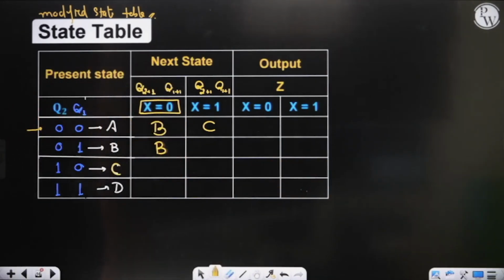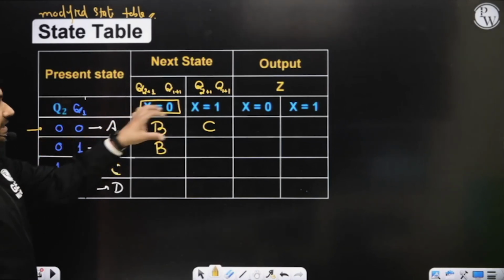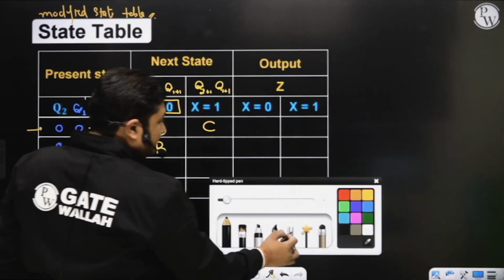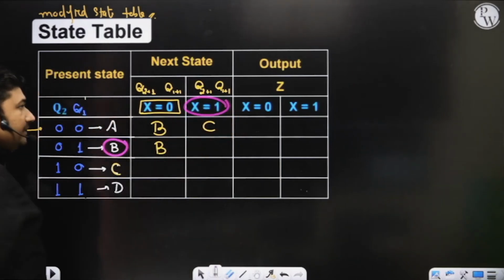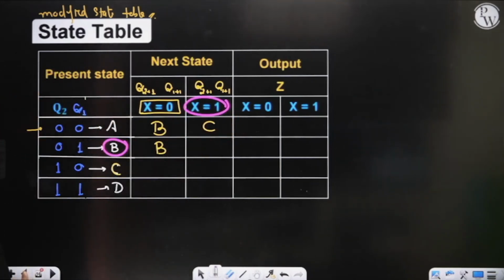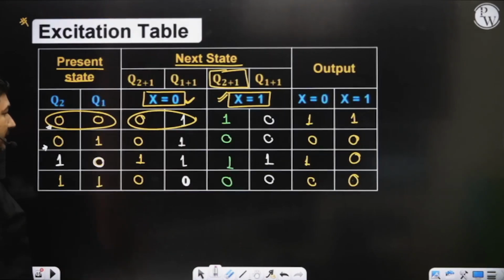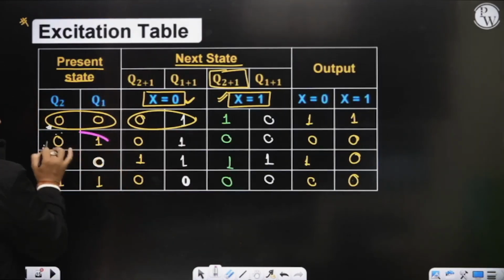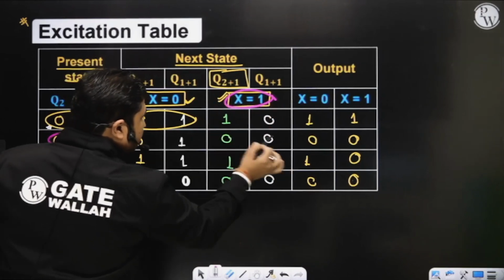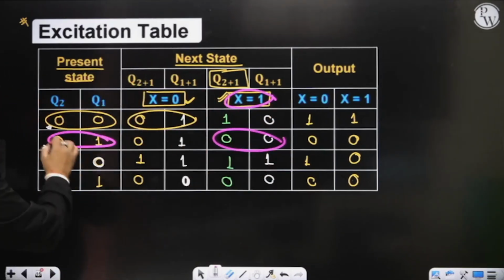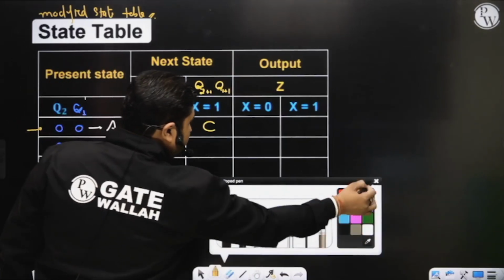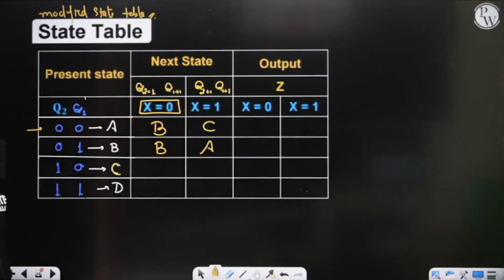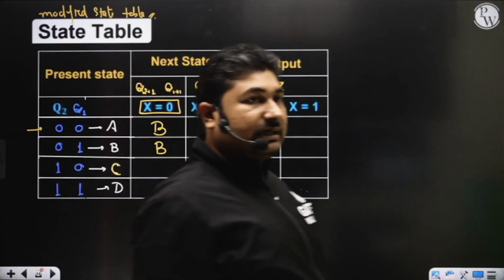Yes, sir. Now if the present state is B with x equal to 1, the next state is 0, 0. What is 0, 0? 0, 0 is your state A. You can write A here. Are you able to understand this?